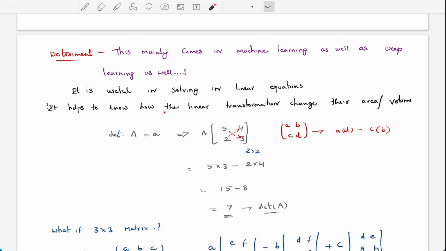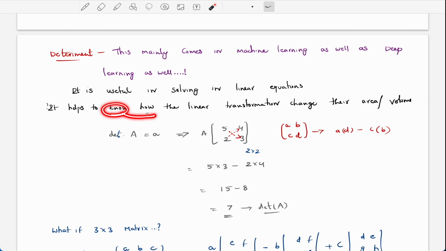It also helps us know how a linear transformation changes area and volume. I have discussed linear transformation in the previous lecture. Just remember that the values are being transformed, there is some kind of transformation from one point to another, from n-dimensional to m-dimensional.